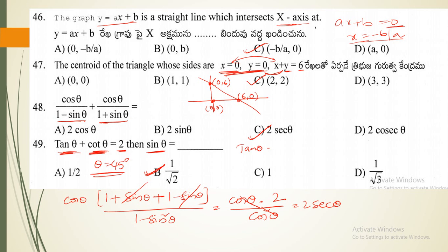So I am going to write tan theta plus cot theta, I can write it as tan theta plus 1 by tan theta is equal to 2. So when I take the LCM, I can write this as tan square theta minus 2 tan theta plus 1 is equal to 0. This is nothing but in the form of x square minus 2x plus 1 is equal to 0. So from this, tan theta is equal to 1. So tan theta equal to 1 is nothing but theta is equal to 45.